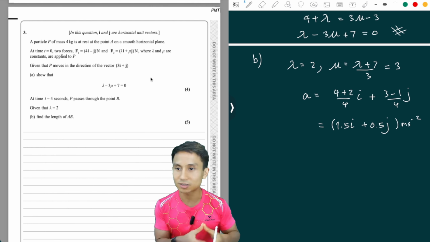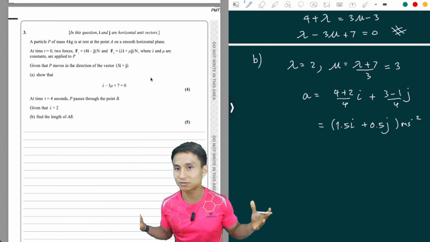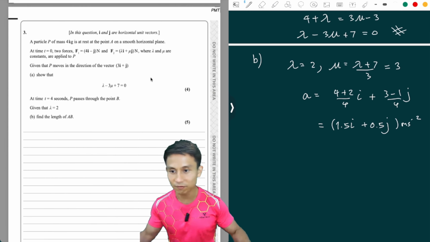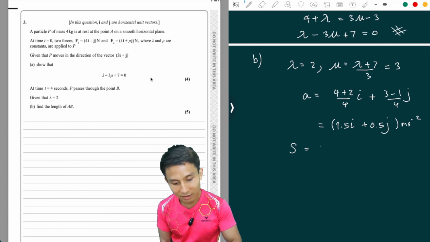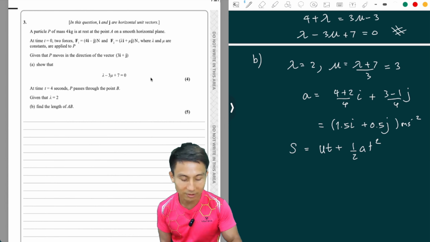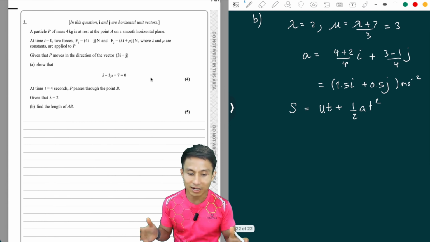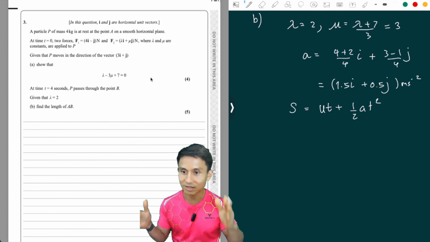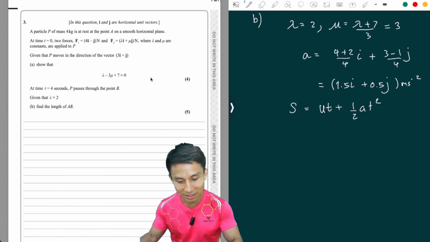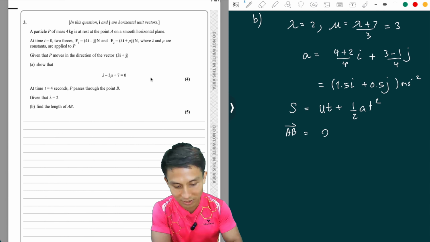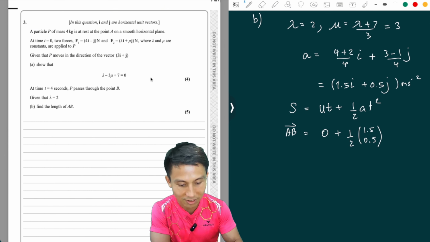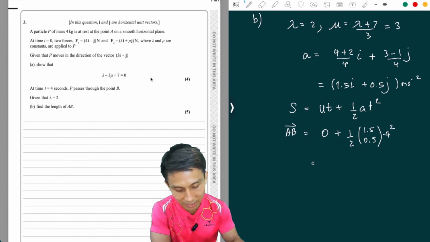Particle P starts, assumingly, from point A, which is treated as the origin, and you want to find the displacement. So we can use SUVAT. S equals ut plus half at squared, and everything will be treated as vectors here. So S is the relative vector from A to B. U is the initial velocity, which is 0. That's easy then. Half a is just 1.5 and 0.5 here, and t squared is just going to be 4 squared. There you go, that's just vector AB.